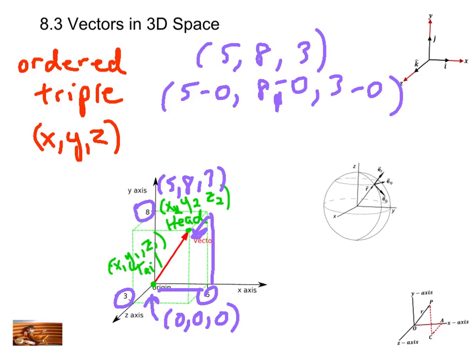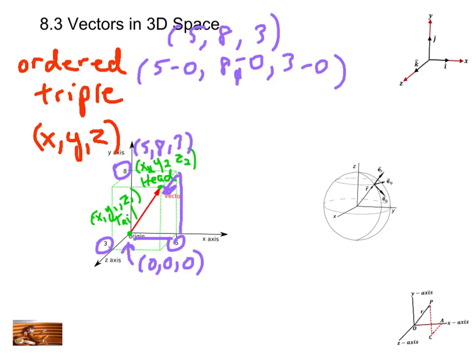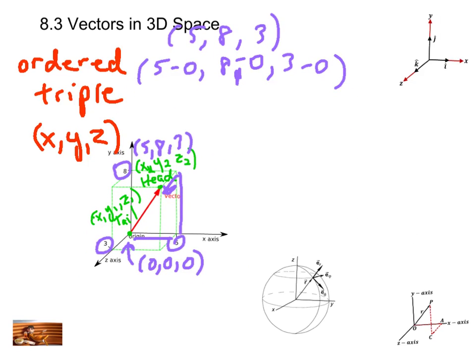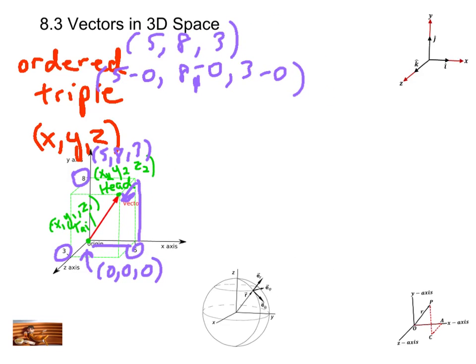Now for the magnitude of this thing. The magnitude is the length of this vector. What we need to do is figure out the xyz value of the vector, and that we just did. We figured out it was 5, 8, 3. Well, the magnitude is, just like before, let's do vector AB. I'll call this A and B. I didn't really give it a name yet.